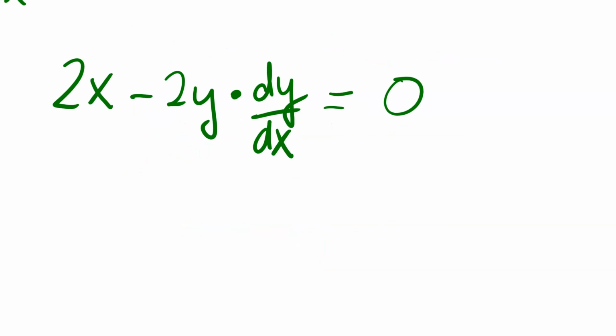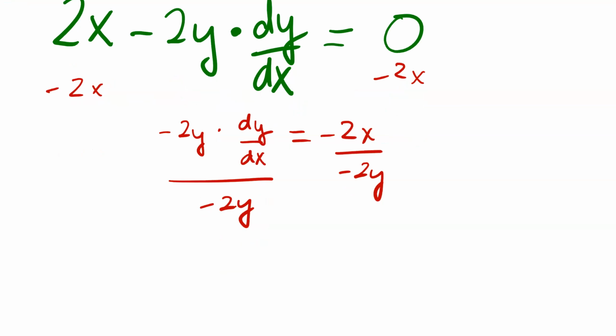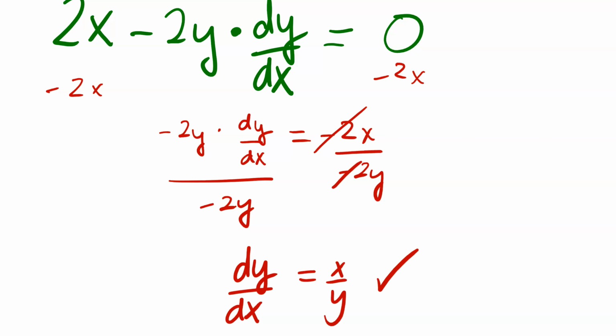Okay, you have to follow order of operations to get the derivative dy dx by itself. So, subtract 2x on both sides. So I have negative 2y times dy dx equals negative 2x. Then you must divide by negative 2y. The negative 2's cancel out, and I'm left with dy dx is x over y. So this is the first derivative.